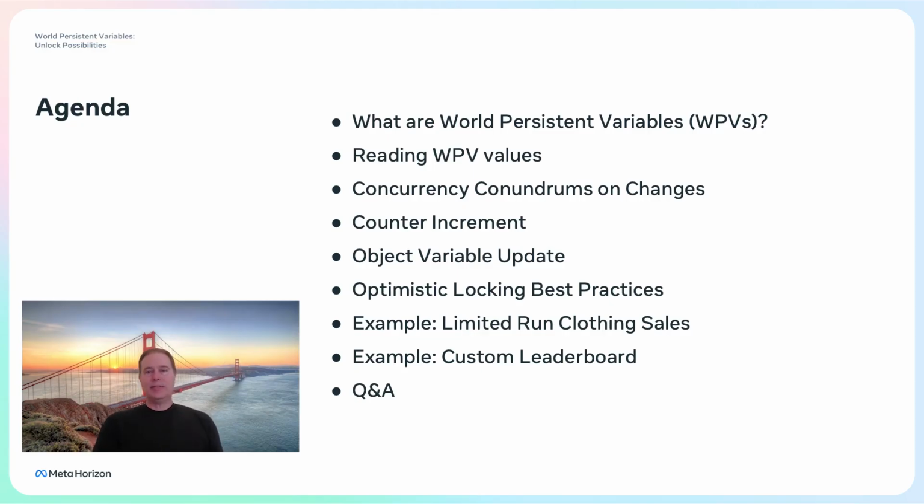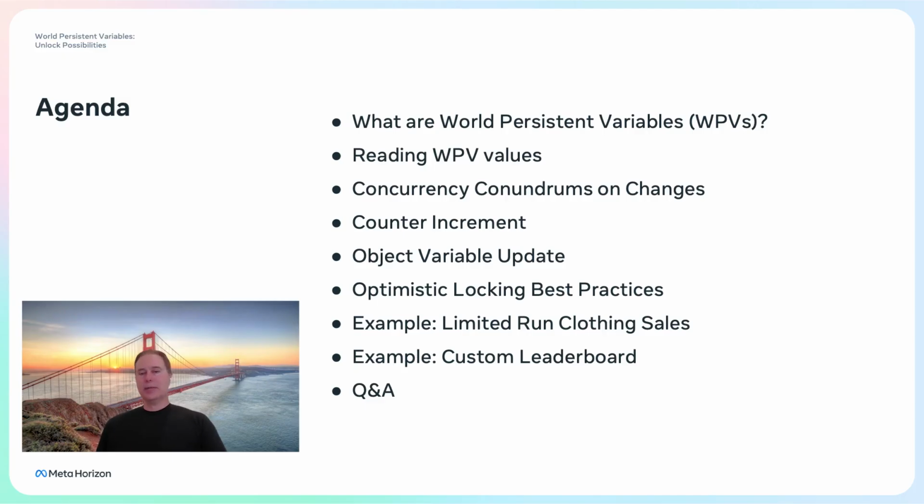How do you go about reading WPV values? Then there are some concurrency problems when people change WPVs in multiple instances simultaneously. It's something we don't have to worry about with PPVs, but with WPVs, definitely problems can ensue if you don't deal with the concurrency issues carefully. Then we're going to talk about two solutions to the concurrency problems.